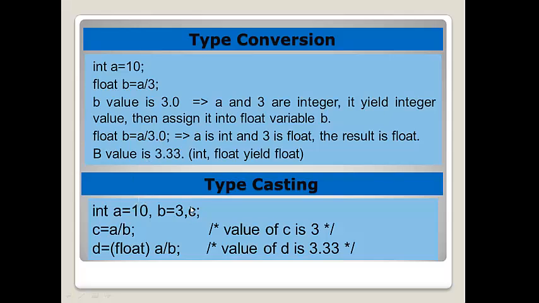Typecasting. We can convert the type of particular operands. We need to typecast a specific operand, variable, or constant, and we can easily convert it. For example, integer A equal to 10, B equal to 3, C equal to A slash B. A is 10, B is 3. 10 by 3, integer yield integer. C is also integer, so 3 is stored to C. The value of C is 3, not 3.33.